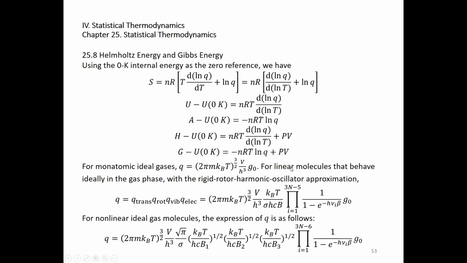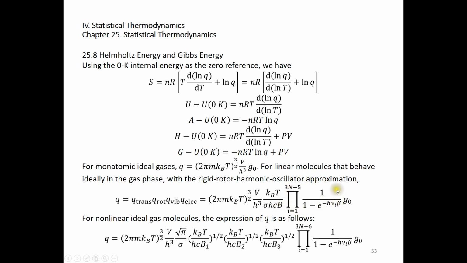For linear molecules that behave ideally in the gas phase, given the rigid rotor approximation and the harmonic oscillator approximation, q is q trans times q rotation times q vibration times q electronic. The translational partition function is (2π m kB T) to the power of 1.5 times volume over Planck constant cubed. The rotational partition function is kB T over σ hcB. Sigma is the symmetry factor. B is the rotational constant. hcB equals h bar squared over 2I, where I is the moment of inertia.